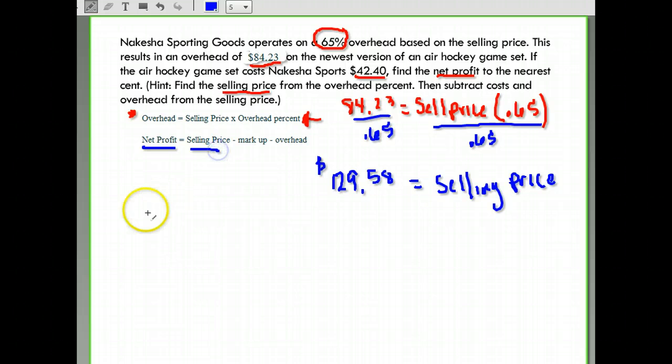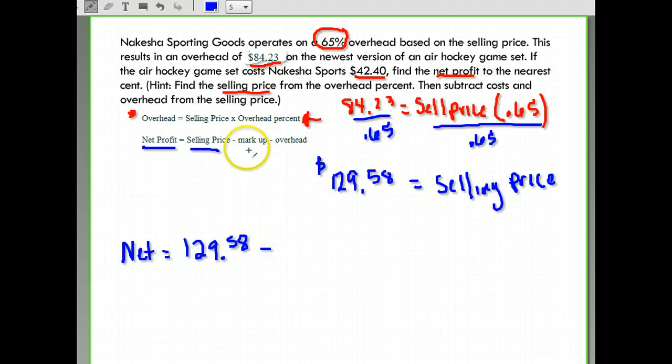Which means we take the selling price of $129.58 that we just found, and subtract any costs and any overhead. Okay, so we know that their cost was $42.40. Okay, and subtract from that also the overhead, which they told us in the beginning was $84.23. And that will tell us what their net profit is when they sell an air hockey table.